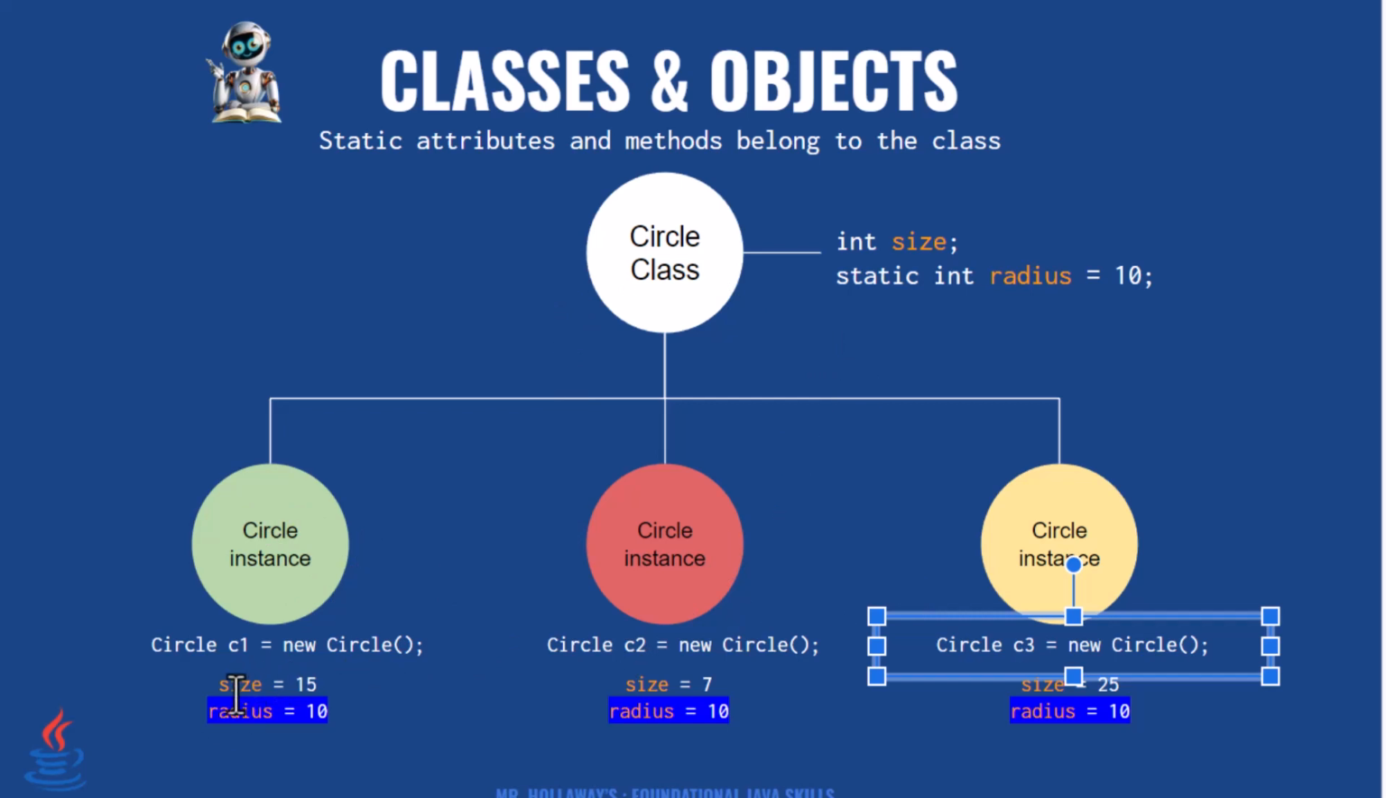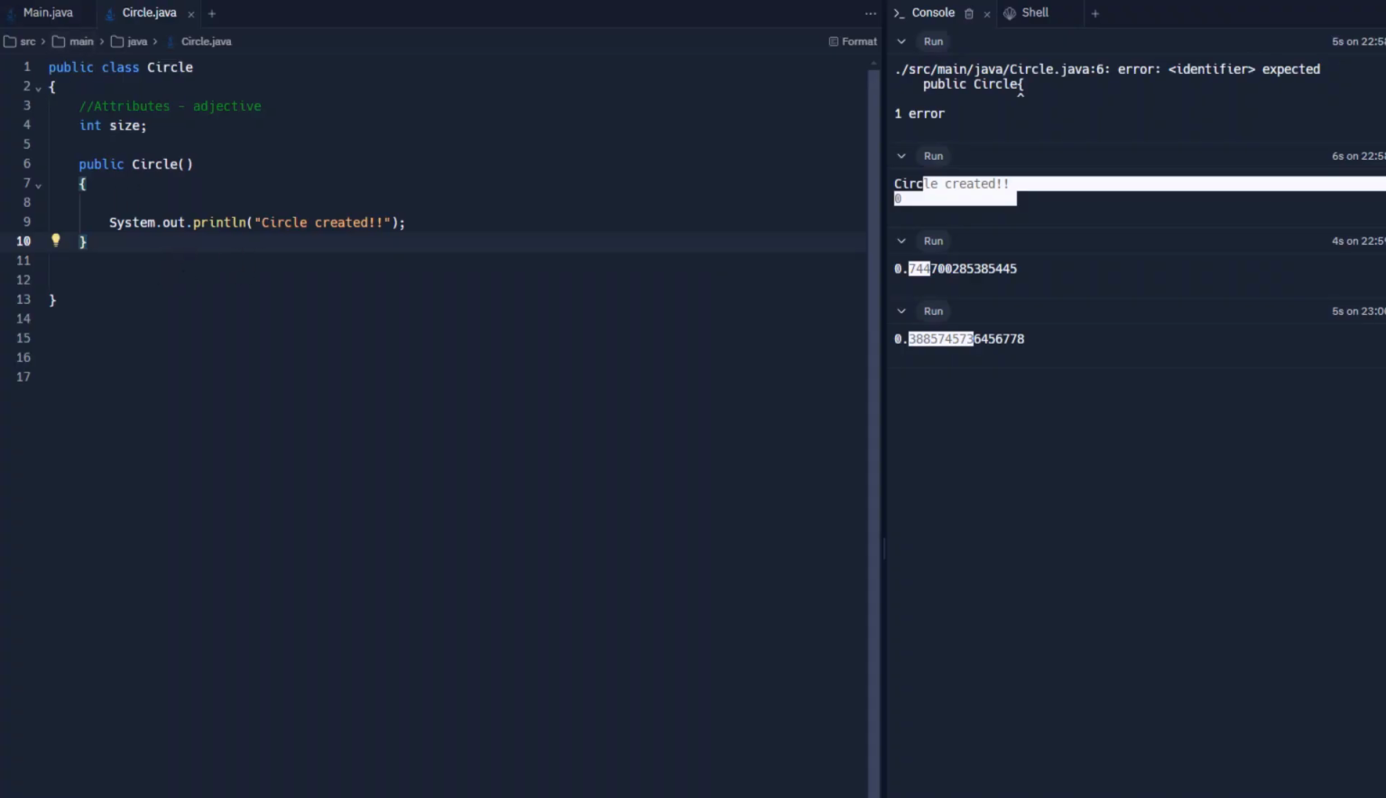Now, an instance variable belongs to this instance. So that's why this size can be 15, this one can be 7, and this one can be 25. Okay, but a static variable belongs to the class. All right, let's hop back into the code and let's demonstrate how this is going to look in code.